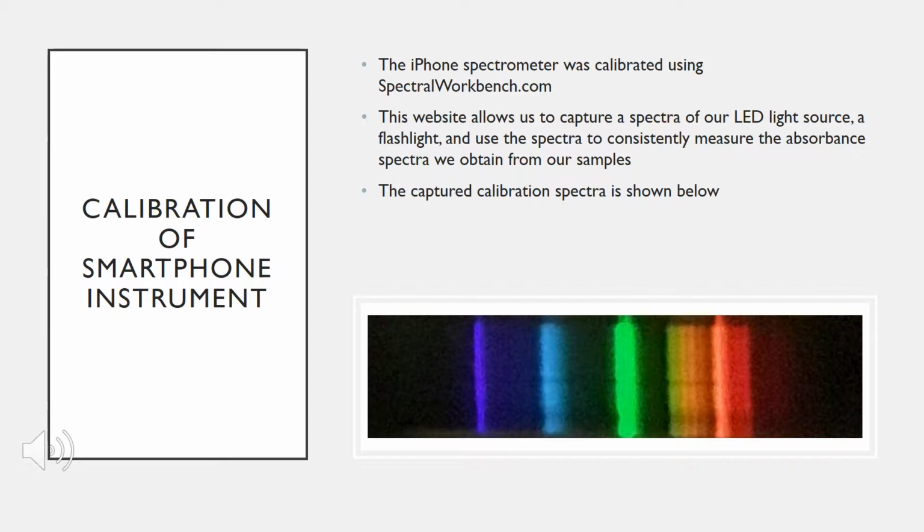Proper spectra are only achieved once we calibrate the smartphone spectrometer, and we use spectralworkbench.com to calibrate our iPhone spectrometer. This website allows us to capture a spectrum of our LED light source, our flashlight, and use this spectrum to consistently measure the absorbance spectra from our data samples, the separate solutions we have of the DPD Wurster dye, and the captured calibration spectrum is shown below when passing the LED light source flashlight through the spectrometer itself.